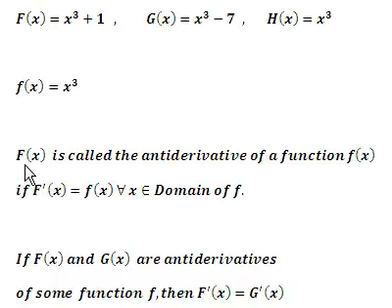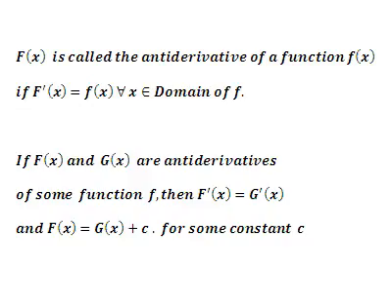The capital F here, as you can see, is called the antiderivative of the function f of x, which is labeled as a small f, if capital F prime of x is equal to f of x for all x which is an element of the domain of f. If F of x and G of x are antiderivatives of some function f, then F prime of x is equal to G prime of x, and F of x is equal to G of x plus c for some constant c.